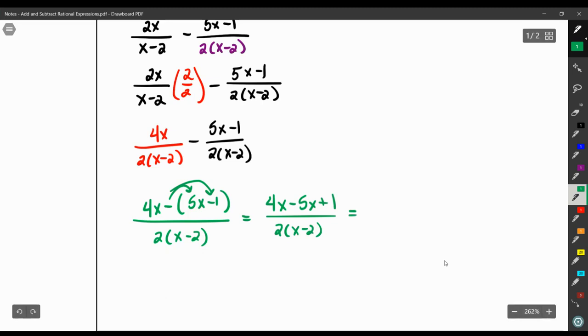So let's continue. Combine what we can. 4x minus 5x is negative x plus 1 over 2 times x minus 2. And this will not factor. We can divide out a negative 1, but even if we divide by negative 1, we still don't get one of the factors in the denominator. So this is as simple as this rational function will become.